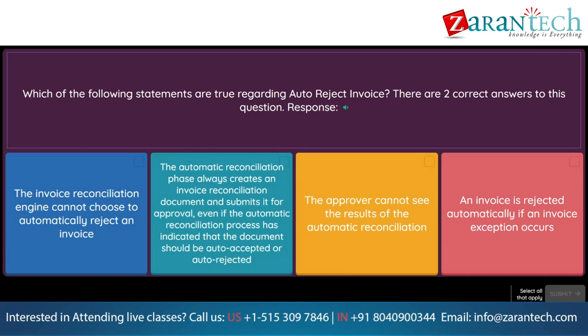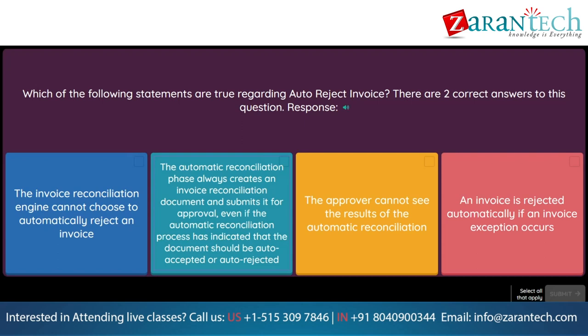Question: which of the following statements are true regarding Auto Reject Invoice? There are two correct answers to this question. Response: Option 1 The invoice reconciliation engine cannot choose to automatically reject an invoice. Option 2 The automatic reconciliation phase always creates an invoice reconciliation document and submits it for approval, even if the automatic reconciliation process has indicated that the document should be auto-accepted or auto-rejected. Option 3 The approver cannot see the results of the automatic reconciliation. Option 4 An invoice is rejected automatically if an invoice exception occurs.